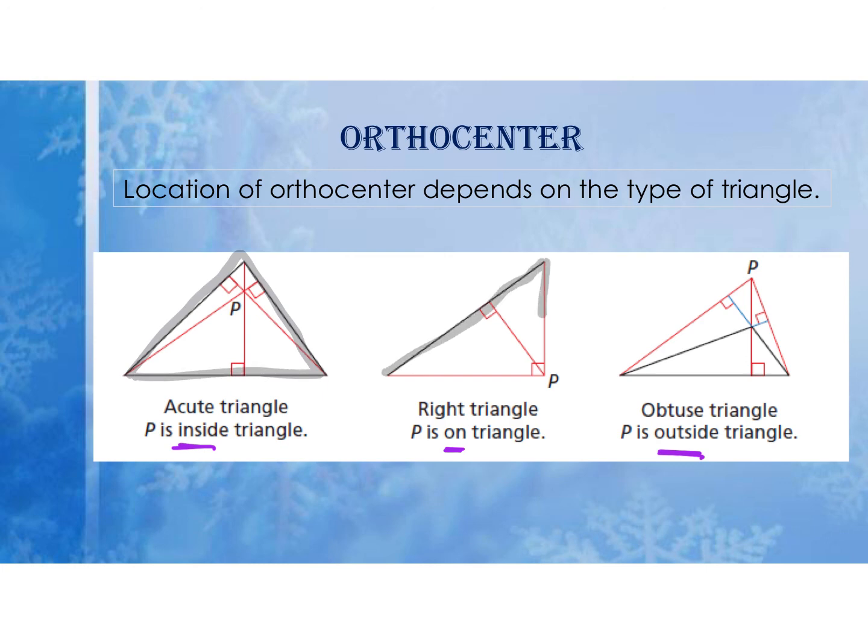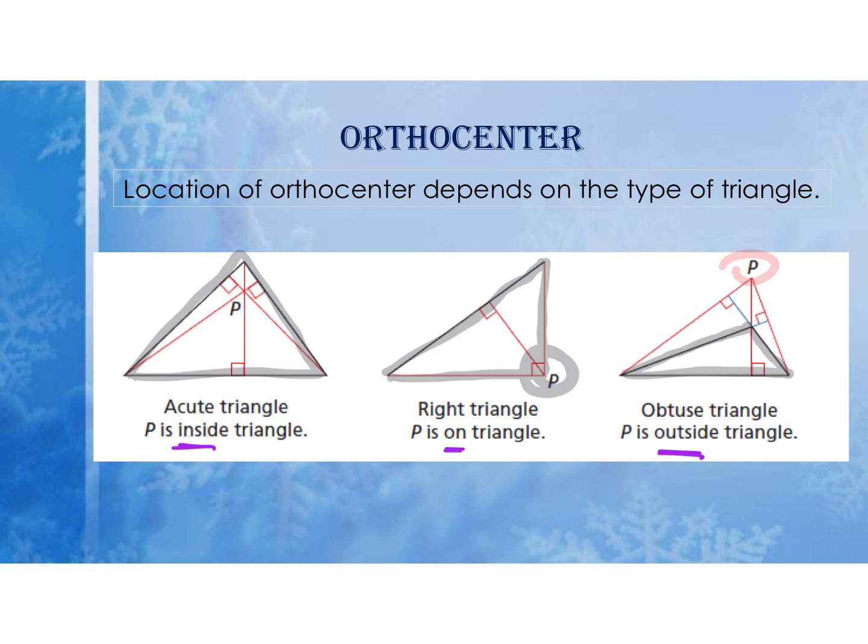And again, here's my right triangle, and right here is my orthocenter. It's where the two legs meet. And then over here, when it's obtuse, notice all of these altitudes are meeting outside of the triangle, way up here at P. So the red lines are all the altitudes, the black lines are all the edges or the sides of your triangle. And then the last slide is a nice little summary of these 4 segments that are within your triangles.